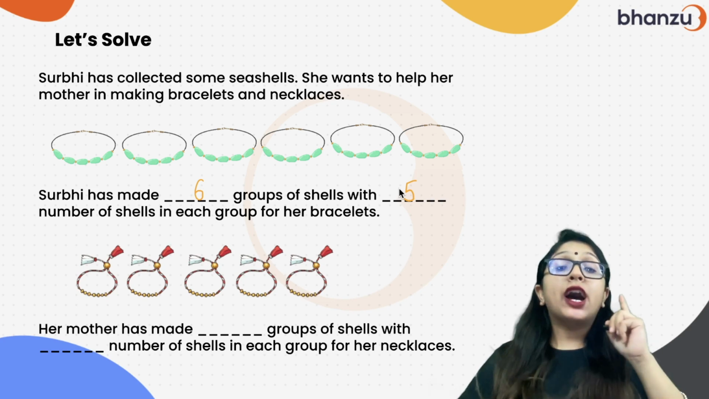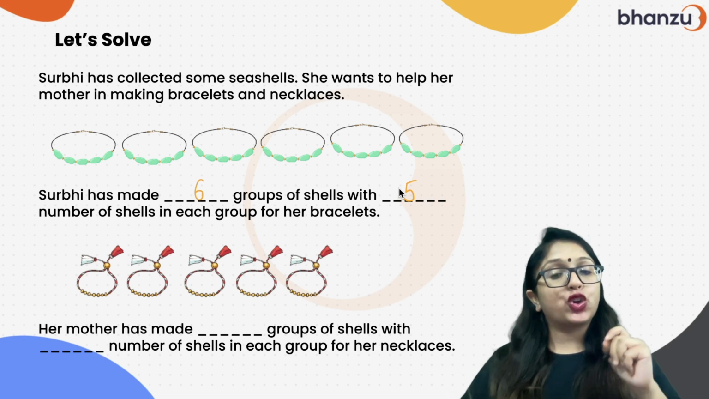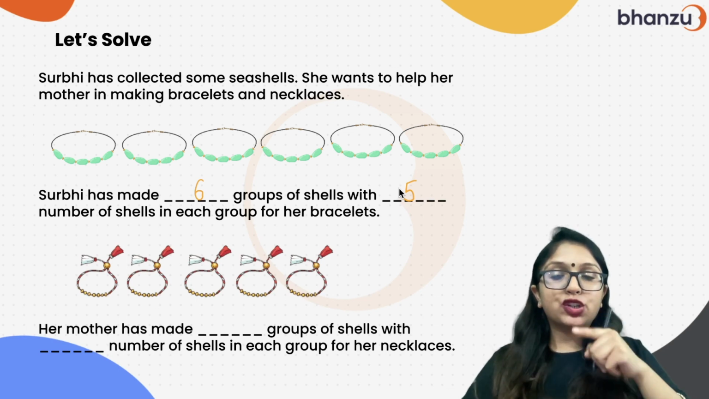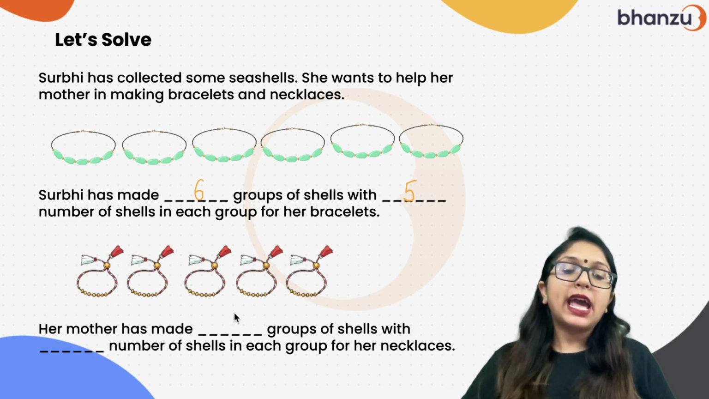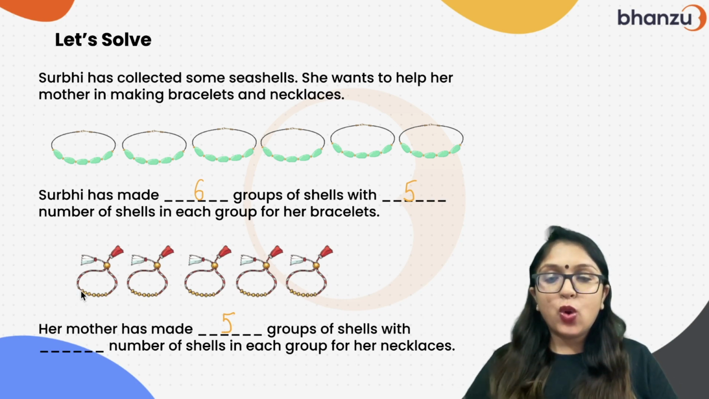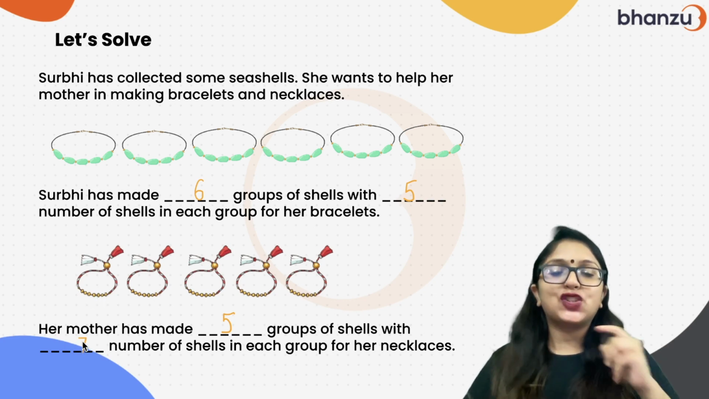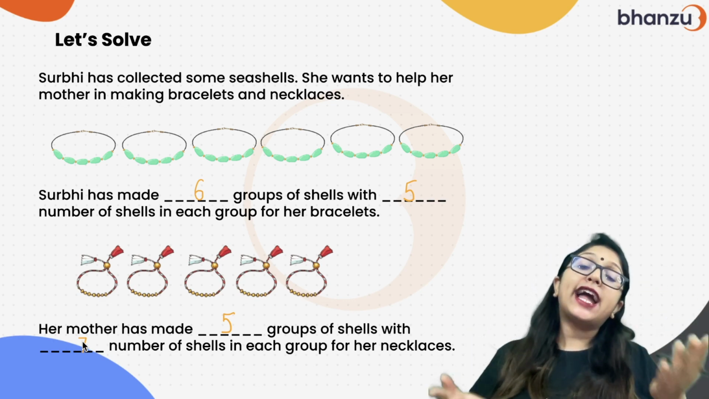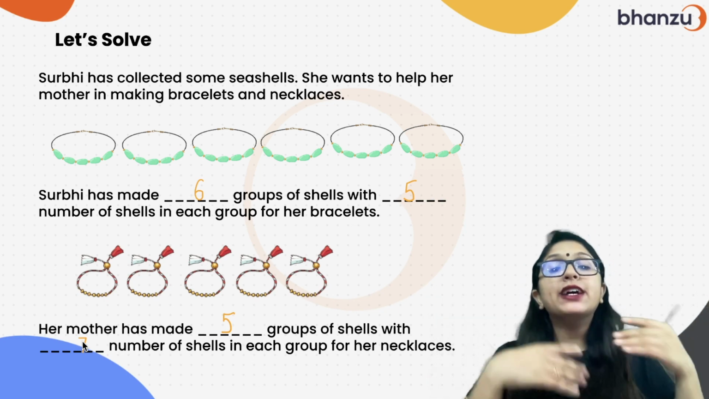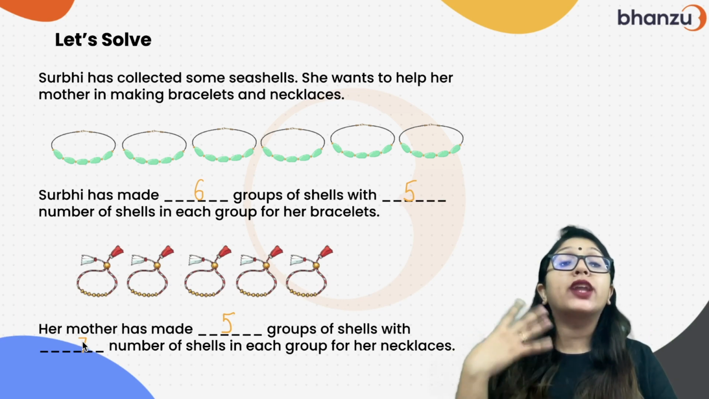Okay. So now her mother has made dash groups of shells with dash number of shells in each group of her necklace. So let's look at the necklace. Can you count how many groups are there? 1, 2, 3, 4, 5. I can see 5 groups. And next, how many shells are there in each necklace? Let's count. 1, 2, 3, 4, 5, 6, 7. I can see 7 shells in each necklace. Did you understand? And I can see that all of these look exactly similar, so every group will have 7 shells. So today you noticed how grouping has made our counting so easy.